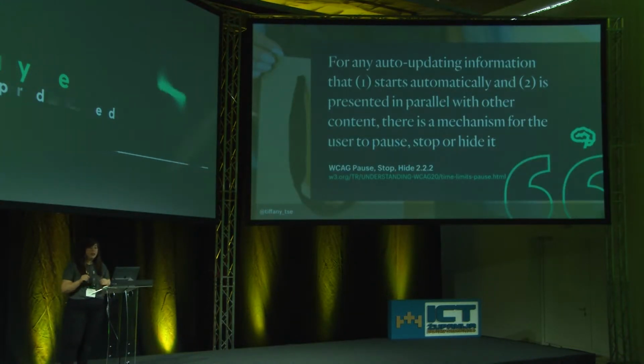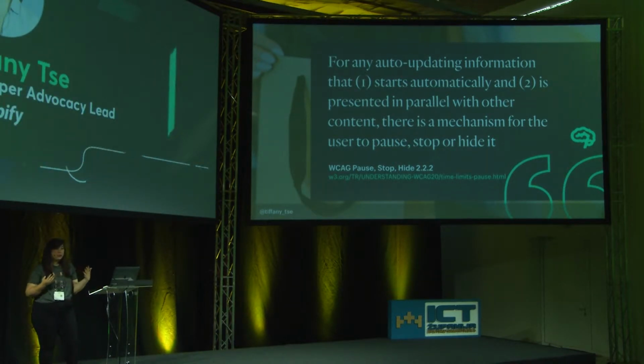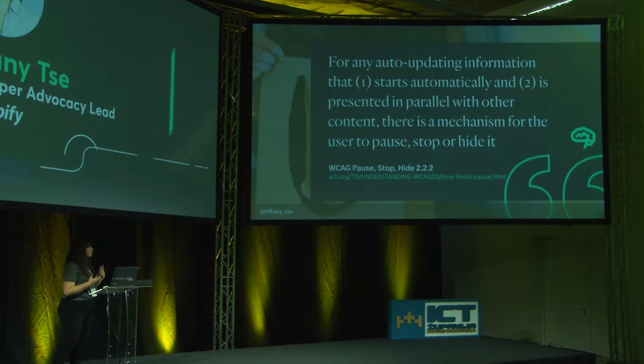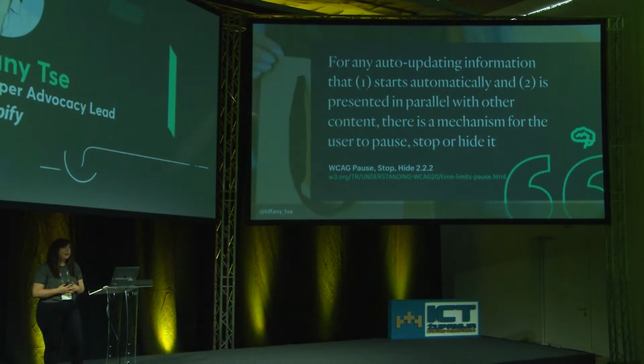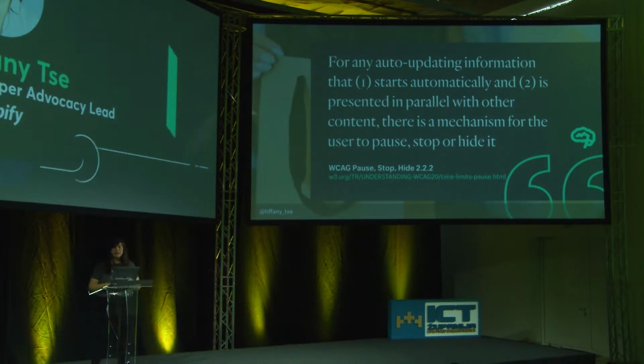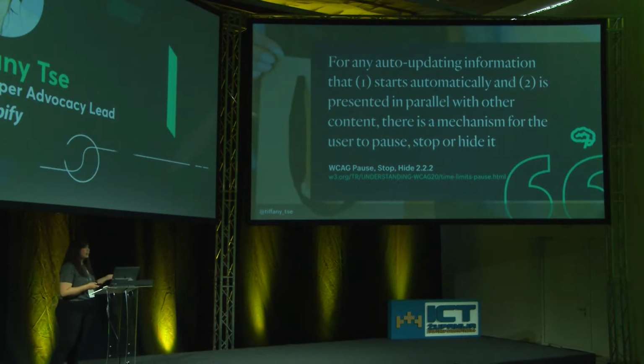So for any auto-updating information, i.e. like a slideshow or a video or something like that that starts automatically, it should be and is presented in parallel with other content, i.e. the text beside it. There should be a mechanism for the user to pause, stop, or hide that content, right? And maybe you don't want a user to be able to hide that content, but in this case, that content or something moving like that might be distracting for somebody who has a cognition issue, right?